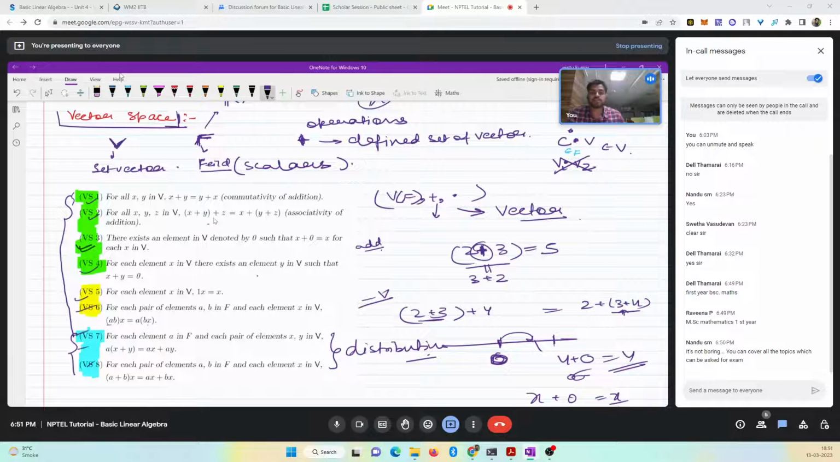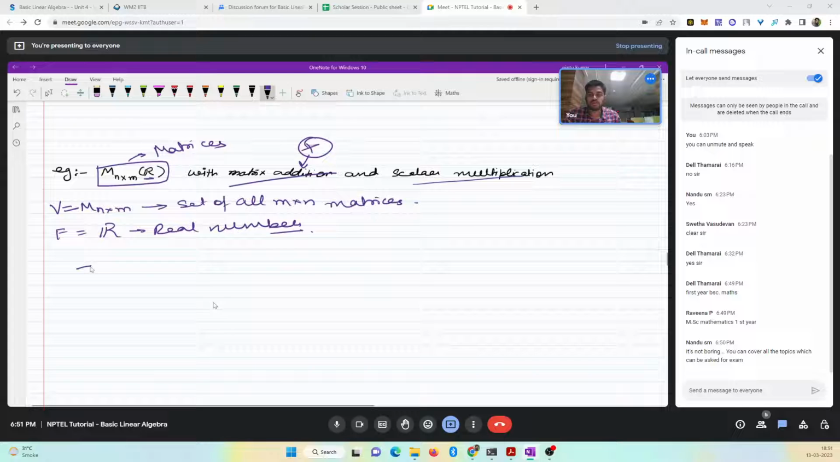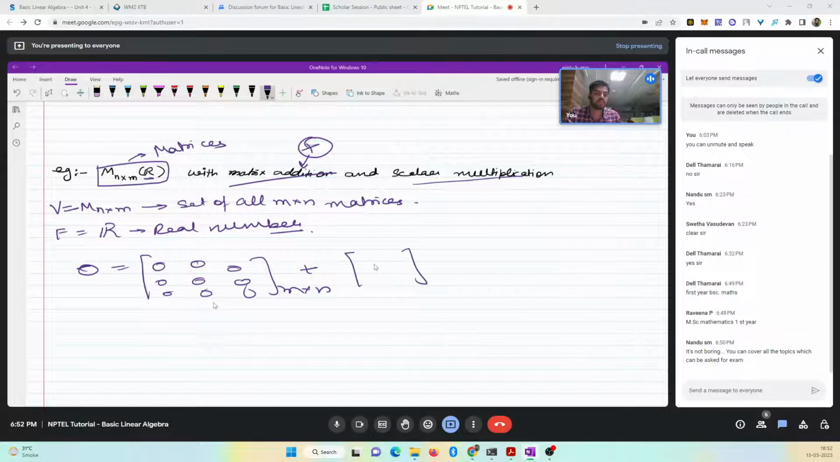Let's look at the third property: what would be our zero element? The zero element in this case would be a zero matrix of size n cross m. If you add this matrix to any matrix, let's say matrix A, you will always obtain matrix A only. So this 0 is our zero matrix.